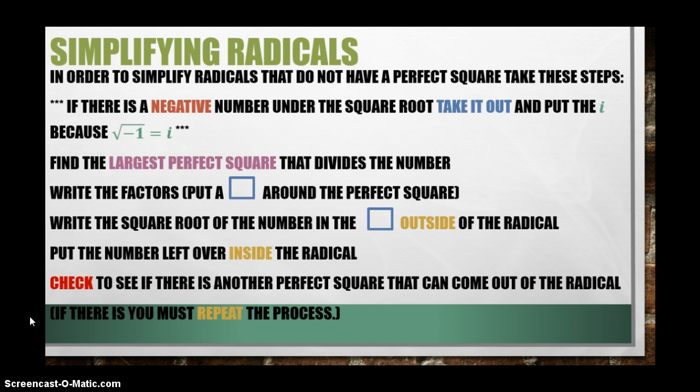So again, in order to simplify radicals that do not have a perfect square, you take these steps. If there's a negative number under the square root, take it out and put the i, because the square root of negative 1 is equal to i. Find the largest perfect square that divides the number, write the factors, put a square around the perfect square, write the square root of the number in the square outside of the radical, put the number left over inside the radical, and check to see if there is another perfect square that can come out of the radical. If there is, you must repeat the process.